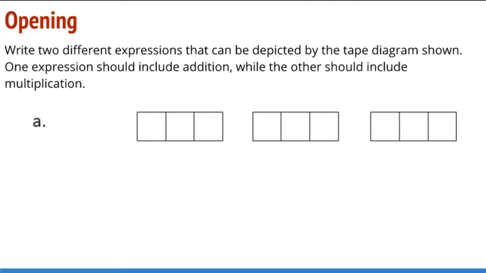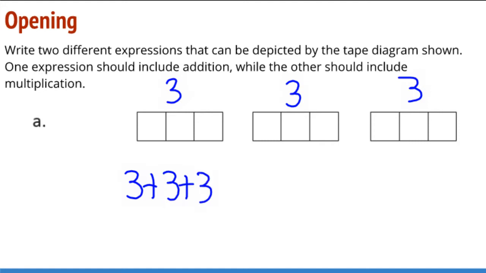So your goal here is to write two different expressions. You have a tape diagram, a model. Write an addition expression to show what's going on here, and also write a multiplication expression. Go ahead and pause the video and take a moment and do that. Hopefully you said we've got 3, 3, and 3 that we could represent as 3 plus 3 plus 3, because we combine them together. And we've also got three groups of 3, for 3 times 3.